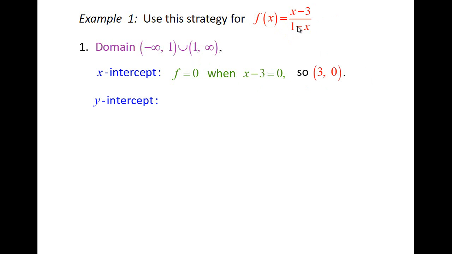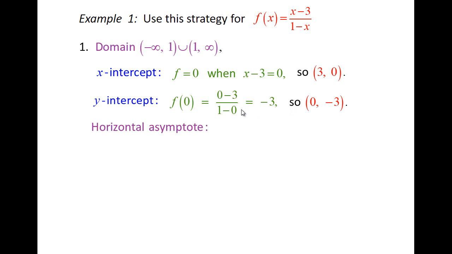The y-intercept is the point where the graph of f crosses the y-axis. So these are the points where x is 0. If I plug in x to be 0 in the function, then we get that f of 0 is negative 3, which tells me that (0, negative 3) is the y-intercept. So (3, 0) is the point where the graph crosses the x-axis, and (0, negative 3) is the point where the graph crosses the y-axis.